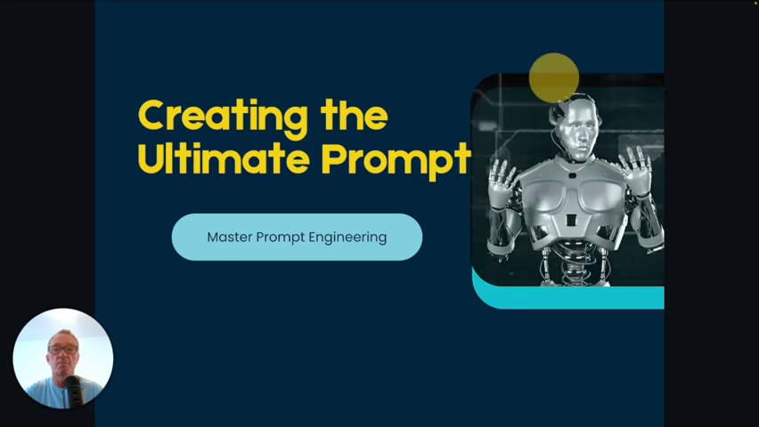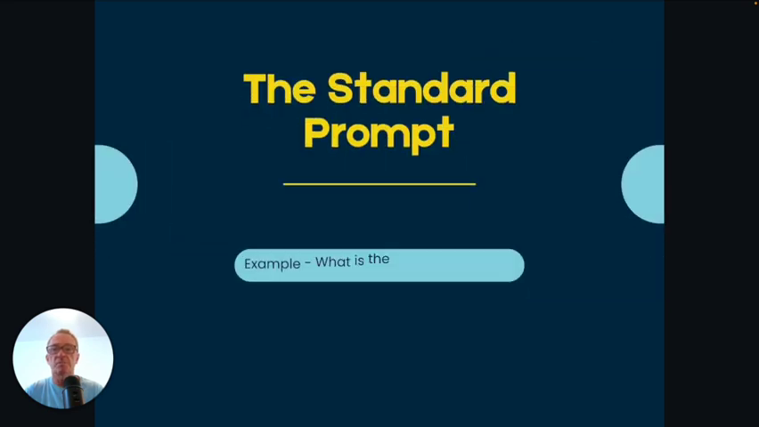So here we go. Let's first of all just talk about the standard prompt. The standard prompt's what everyone sort of chucks into ChatGPT or whatever large language model you're using. And it's usually something simple like, what is the capital of France? And then obviously ChatGPT, or the large language model, which is what ChatGPT is, will come up with an answer.